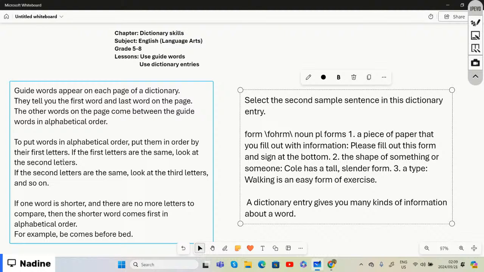And then on each page of the dictionary, we have guide words. Guide words appear on each page of a dictionary. These are words that tell you the first word and the last word on the page. And we call them guide words. All the other words in between the guide words need to be in alphabetical order.